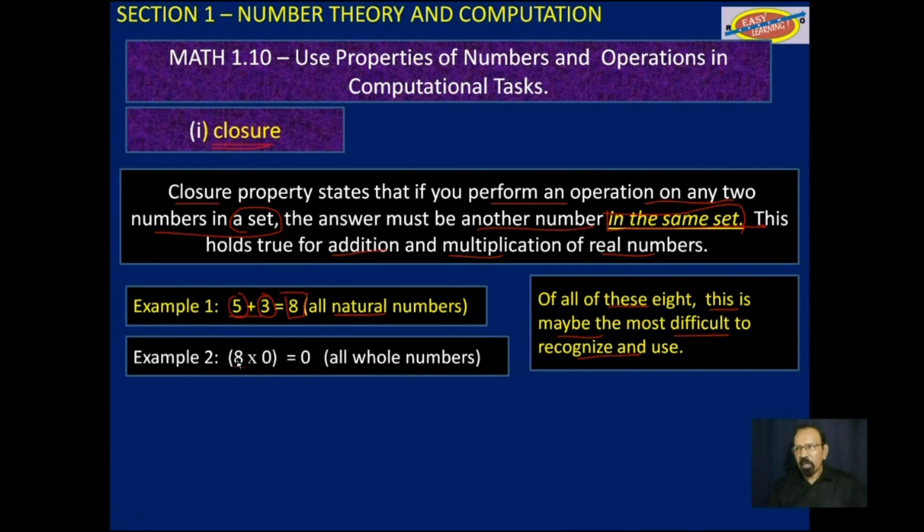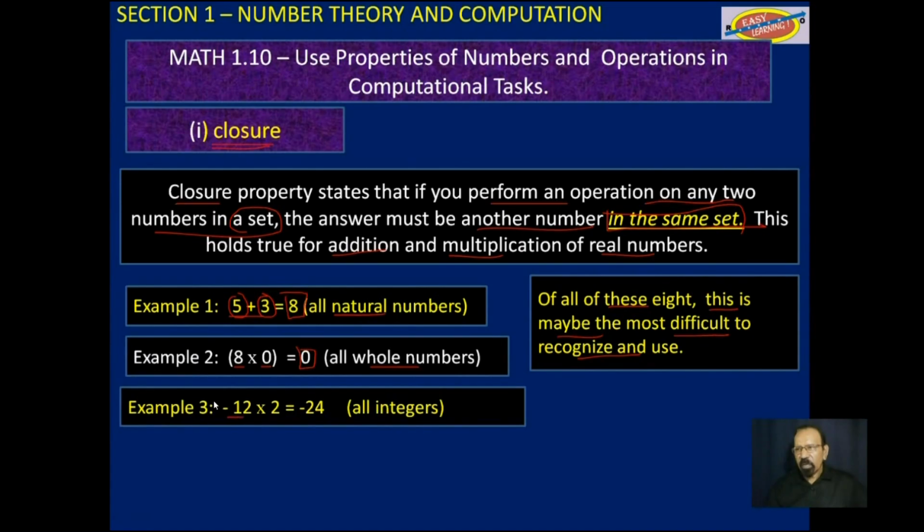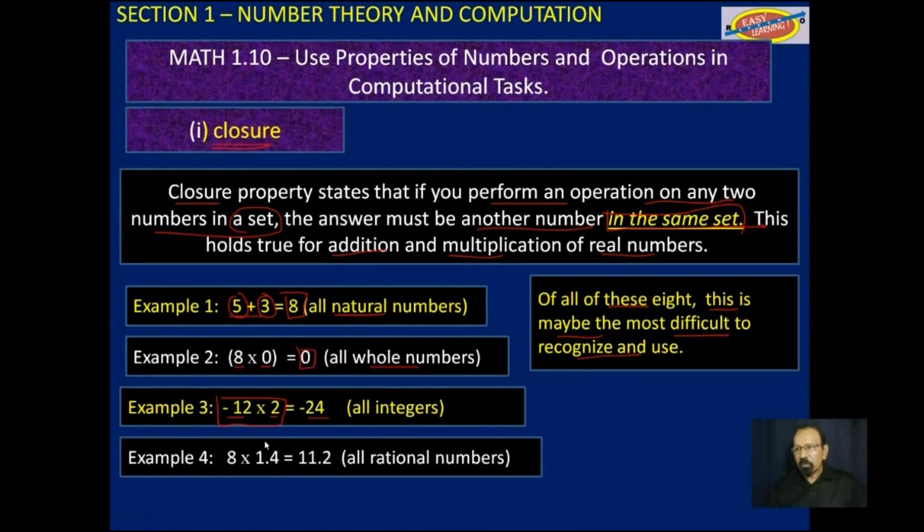Next one. 8 multiplied by 0. Those are now whole numbers, and so your answer must be a whole number. Negative 12 multiplied by 2. These are integers, and so your answer must be an integer. 8 multiplied by 1.4 equals 11.2. These two are rational numbers, so your answer must be a rational number.